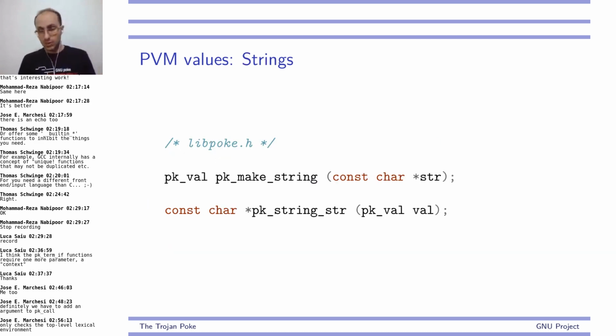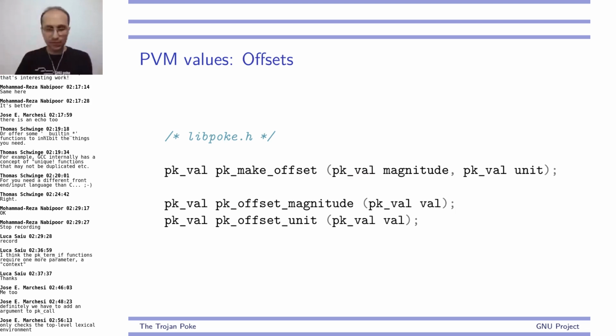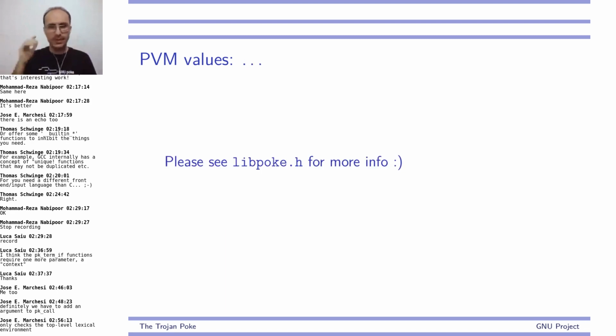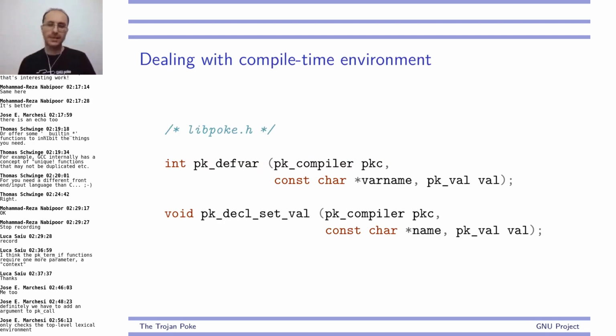And we have these two functions for strings. You can make one and you can get the result out of it. Here for the offset, but you can see libpoke.h. There are a lot.